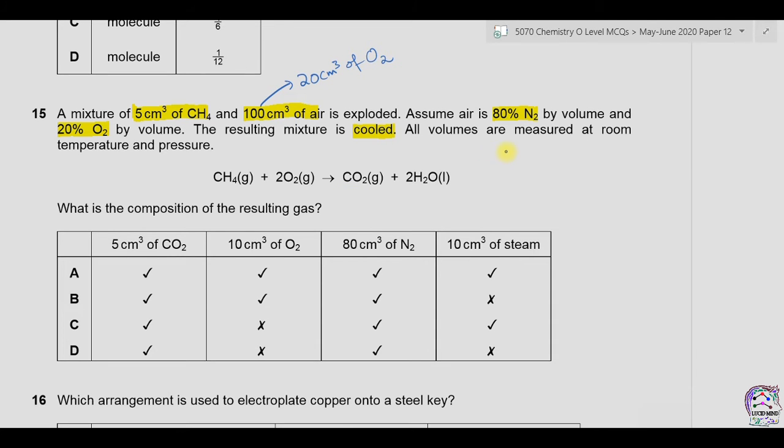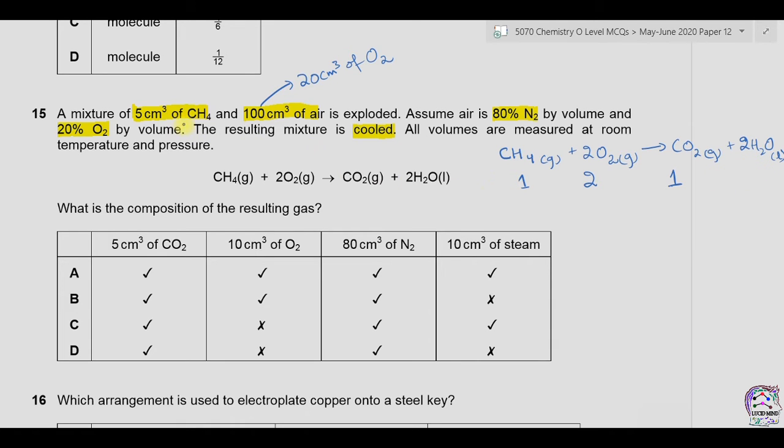Let's write the balanced equation and find out which gas is left. So we have CH4, methane. It reacts with oxygen gas to form carbon dioxide gas and water molecules. According to the balanced equation, 1 mole of CH4 reacts with 2 moles of oxygen and forms 1 mole of carbon dioxide. As water is in liquid form at room temperature and pressure, we are not going to take the volume of H2O.